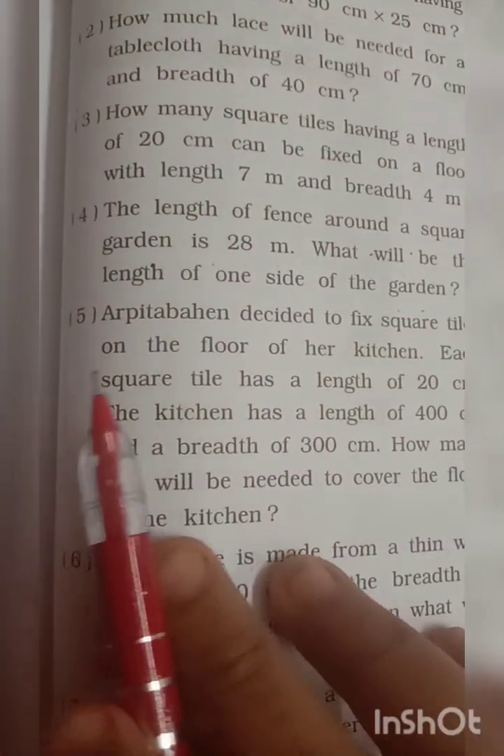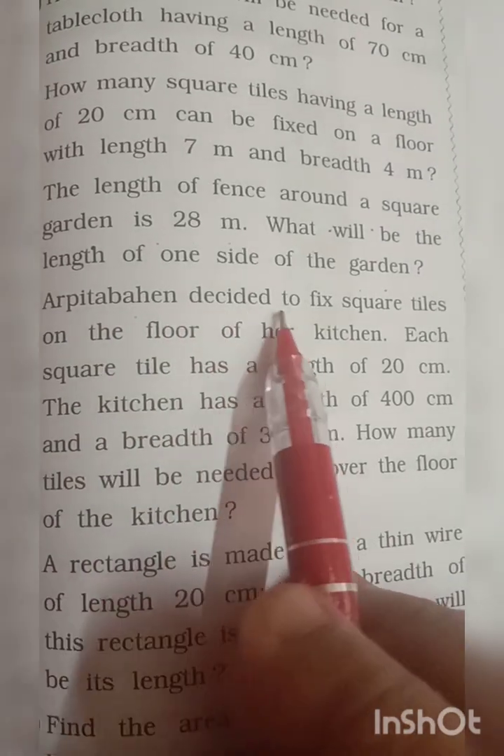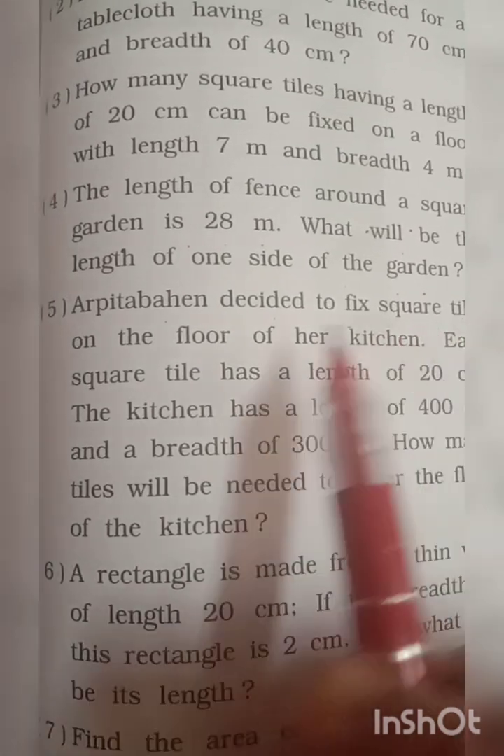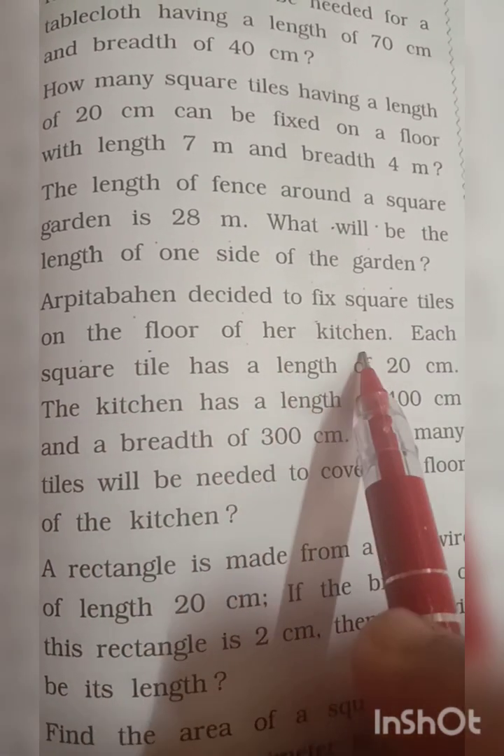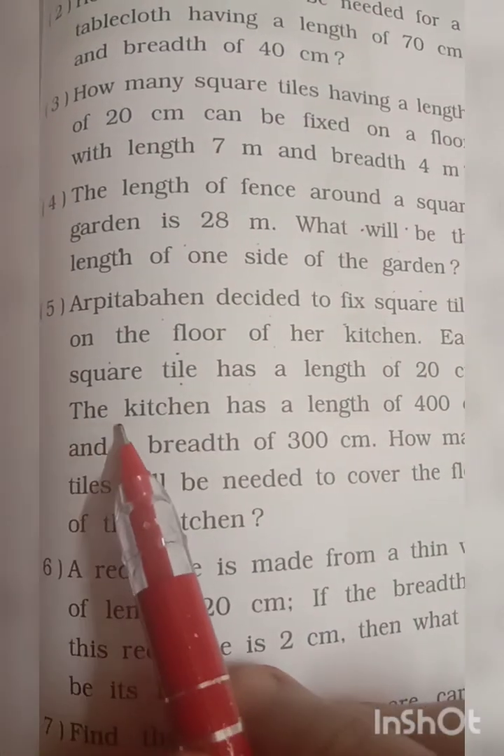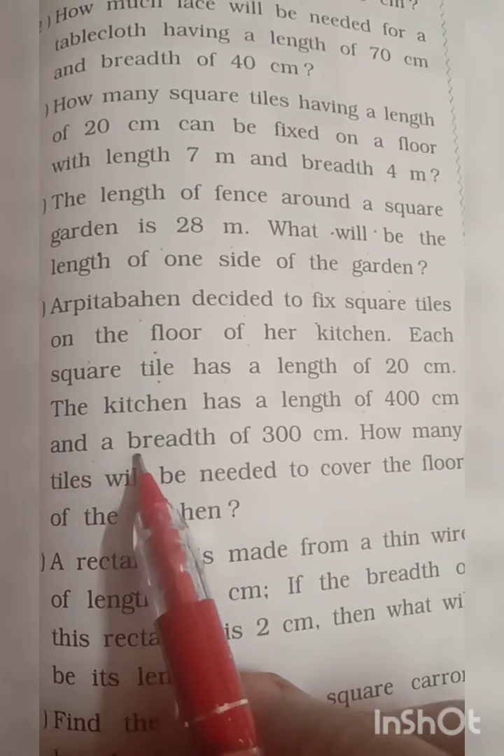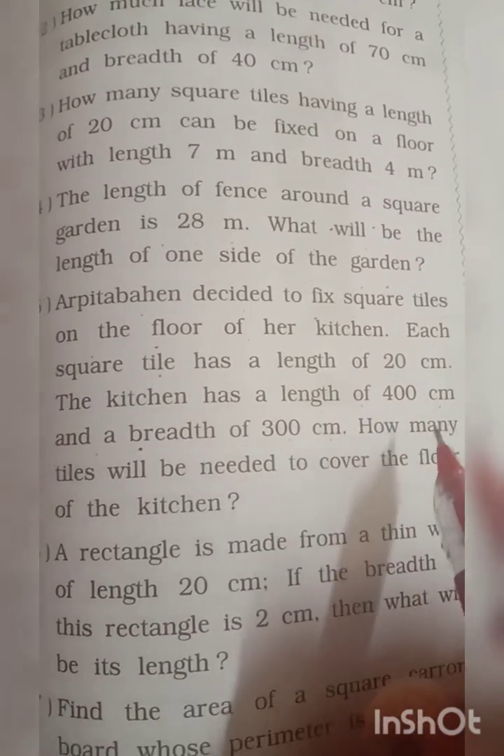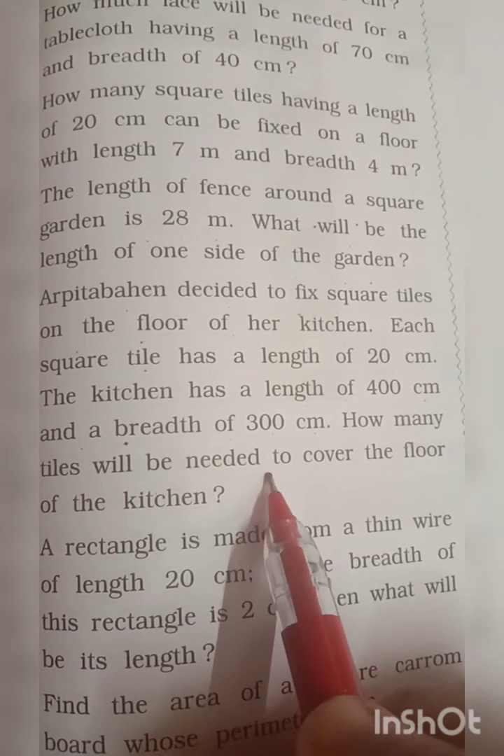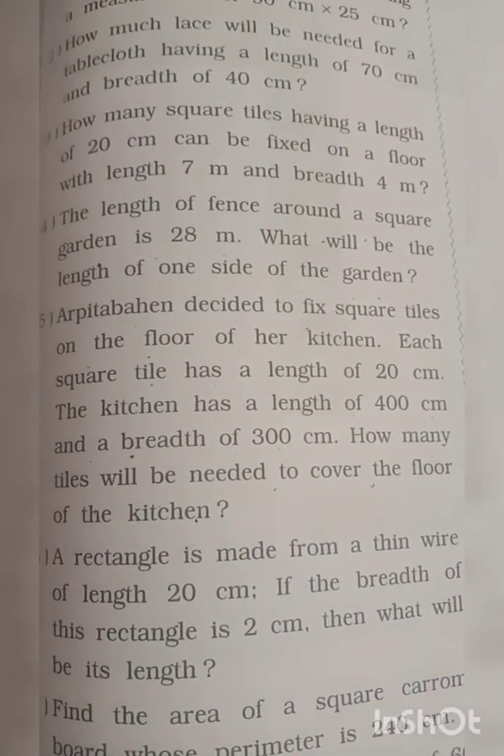Arpita Behen decided to fix square tiles on the floor of her kitchen. Each square tile has a length of 20 centimeter. The kitchen has a length of 400 centimeter and breadth 300 centimeter. How many tiles will be needed to cover the floor of the kitchen? Same type of sum. So first of all, write this way.